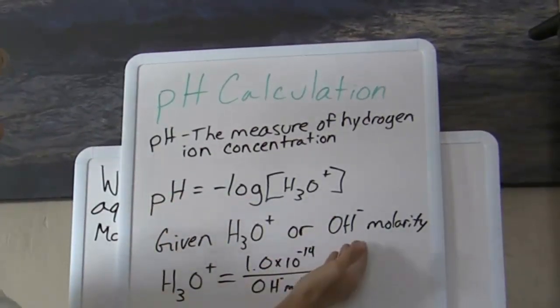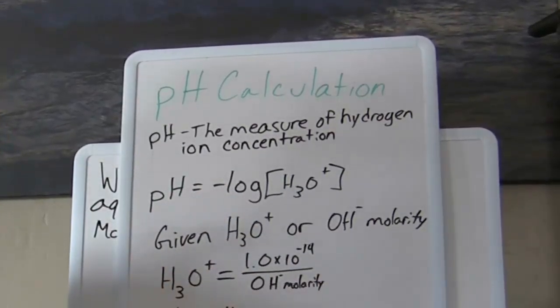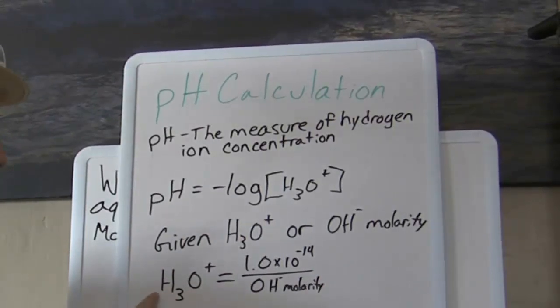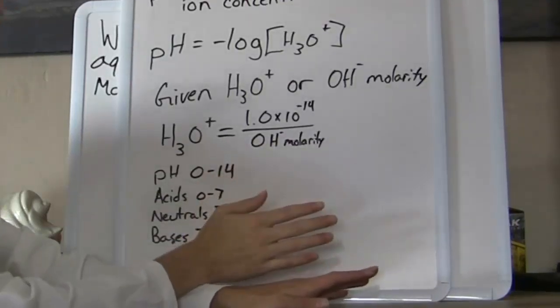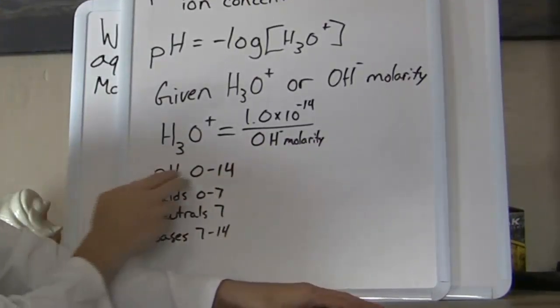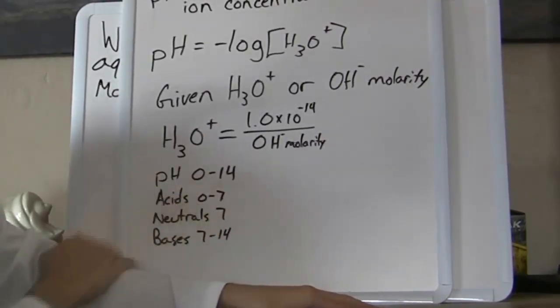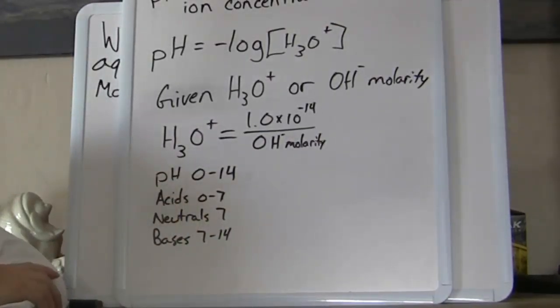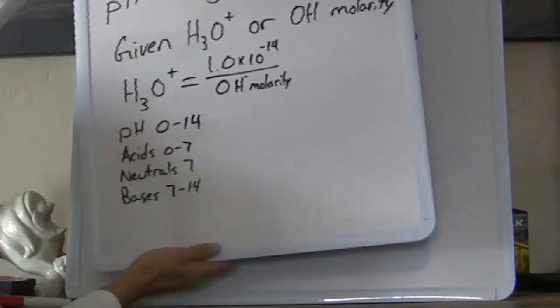But in the case that you're given the hydroxide molarity, you have to plug it into this new equation to find the hydronium molarity, which is defined by hydronium is equal to 1.0 times 10 to the negative 14th divided by your hydroxide molarity. Now, the pH scale normally ranges from 0 to 14, with your acids being 0 to 7, your neutrals being 7, and your bases being 7 to 14. An example of this is found here.